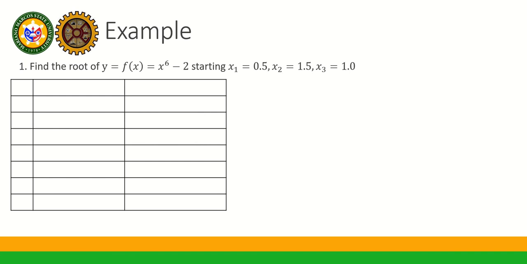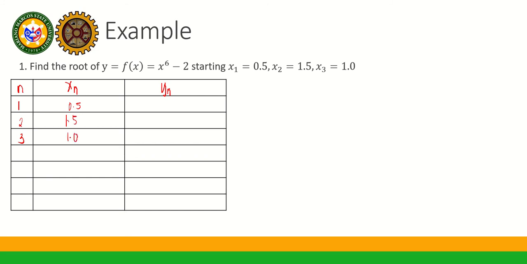So, find the root of y equals f of x equals x raised to 6 minus 2, starting with x sub 1 equal to 0.5, x sub 2 equal to 1.5, and x sub 3 equal to 1.0. So, we have a table here. Plug lang natin yung mga values ni n, ni x sub n, and ni y sub n. And we are given x sub 1, x sub 2, and x sub 3. So, yung n natin will be 1, 2, and 3. Okay? So, yung values niya will be 0.5, 1.5, and 1.0.